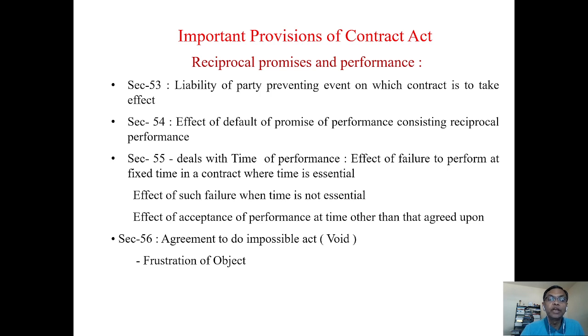Suppose we have contracted for demolition of a building. After making the agreement, within a few days, the building automatically gets demolished due to an earthquake or some act. Then the object of the contract has become impossible. The building has already collapsed, so there is no need to perform it. That is called frustration of the object. Such contracts are called void contracts.